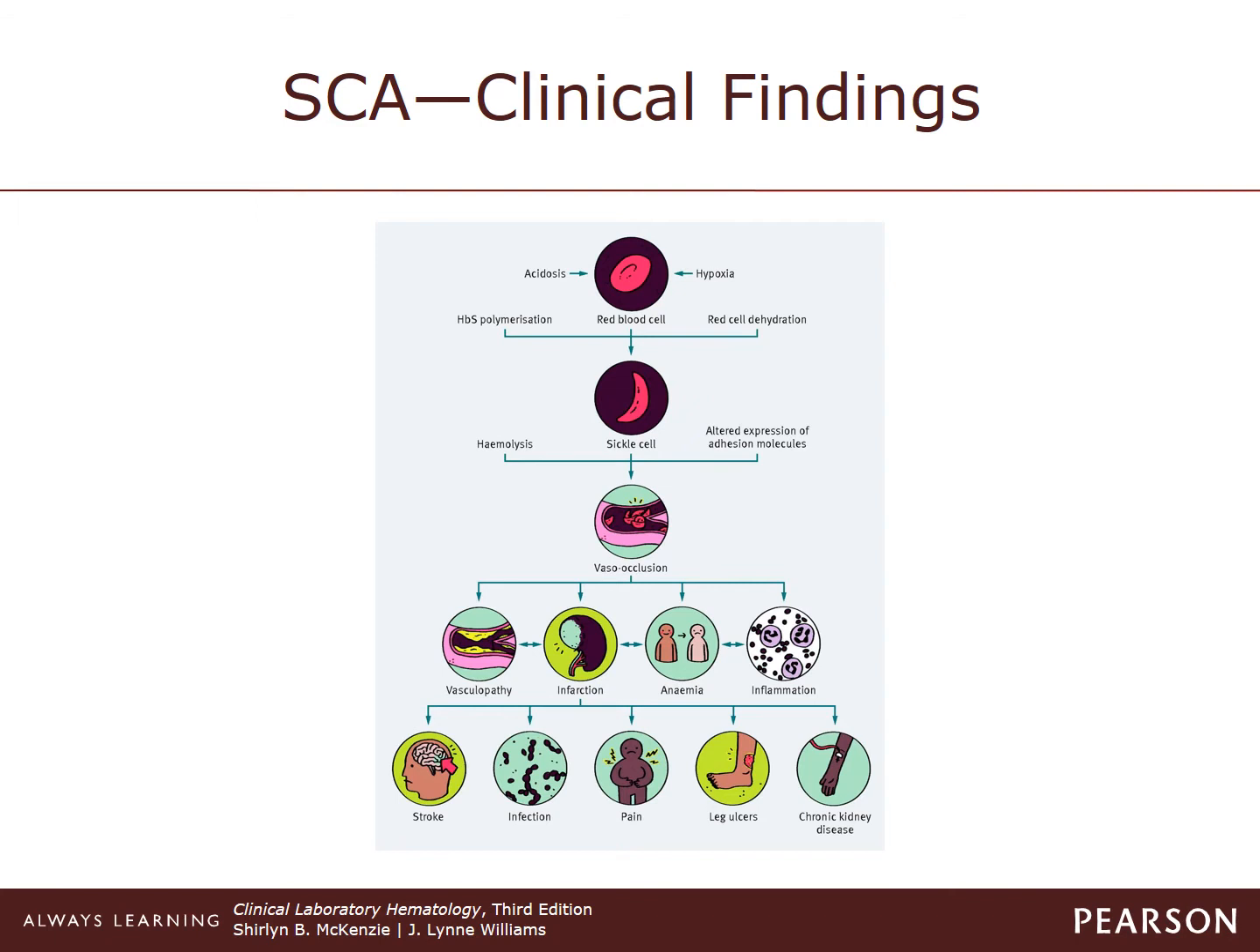The anemia can be moderate to severe and chronic, leading to gallstones, extravascular hemolysis, and possible folate deficiency. The bone marrow is hyperplastic, so it's trying to produce those normal cells, but again, over time, it can lead to an aplastic crisis and not be able to produce any normal cells, which is very detrimental.